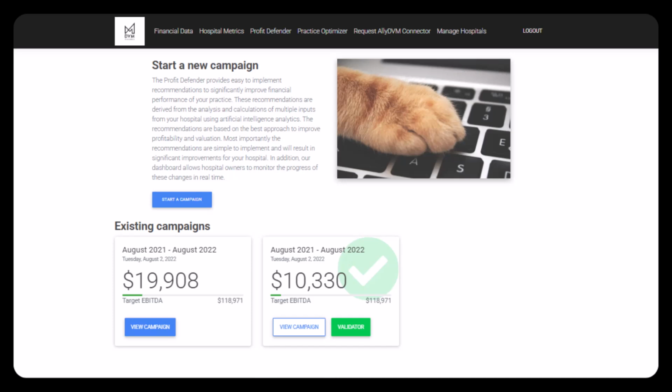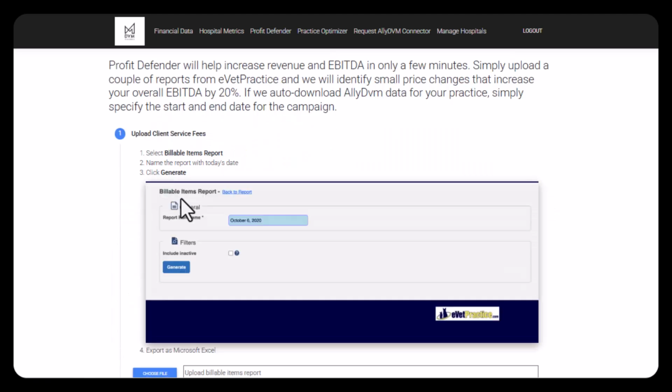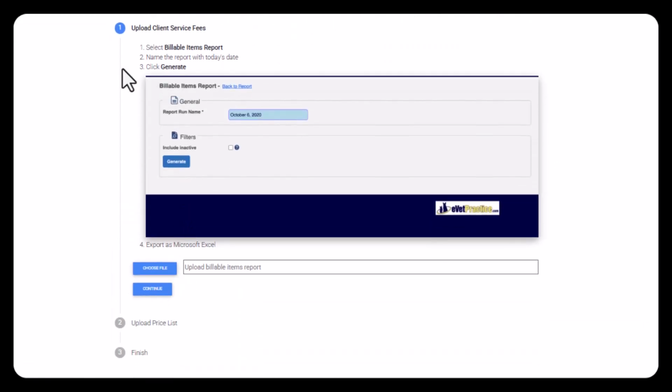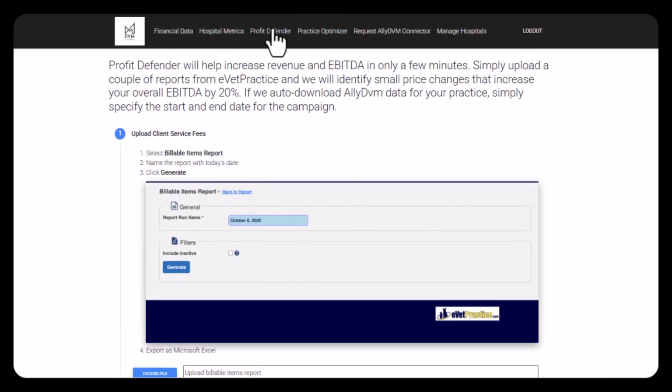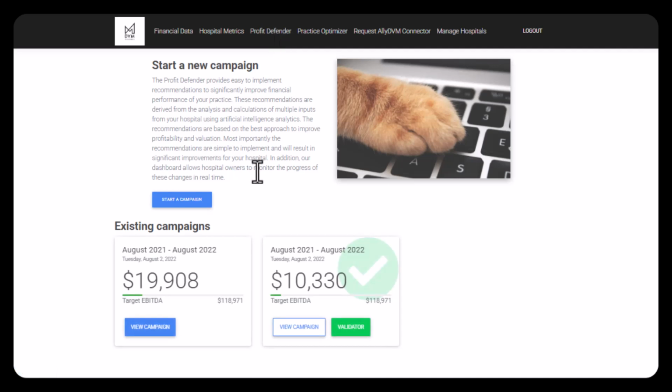In particular, we're going to talk about Profit Defender and Profit Defender Validator, which is one of the reports inside of Vet-Telligence. When you go into Profit Defender, you're going to come into this screen. You'll see any open campaigns that you have, but if you want to start a new campaign, you'll go to here. It'll ask you for some dates, and then you just load up the dates and it'll start to run the Profit Defender from there.